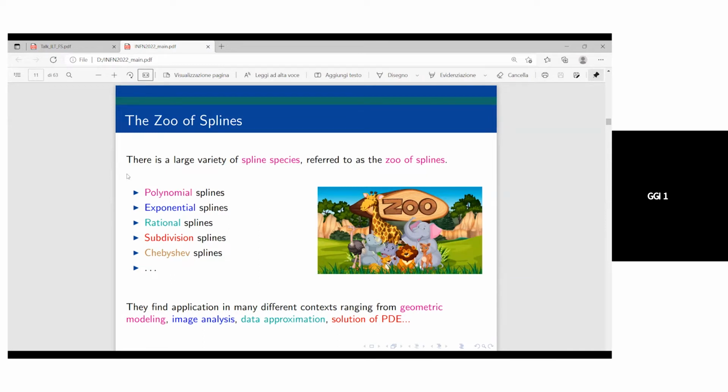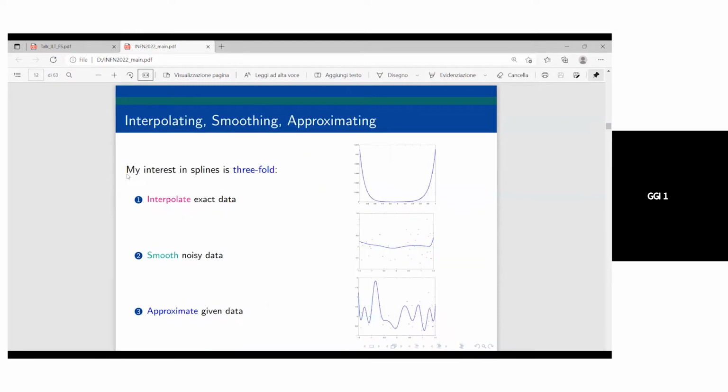They are, for example, also used in finite element methods for the solution of partial differential equations. So according to the type of spline, we have a different type of application. My interest in splines is threefold. First of all, you can interpolate exact data with splines, as was mentioned by Salvatore, or you can smooth noisy data, which can be important in case you deal with noisy data, or you just try to follow the trend suggested by the data. In this case, we call the spline model just an approximant.